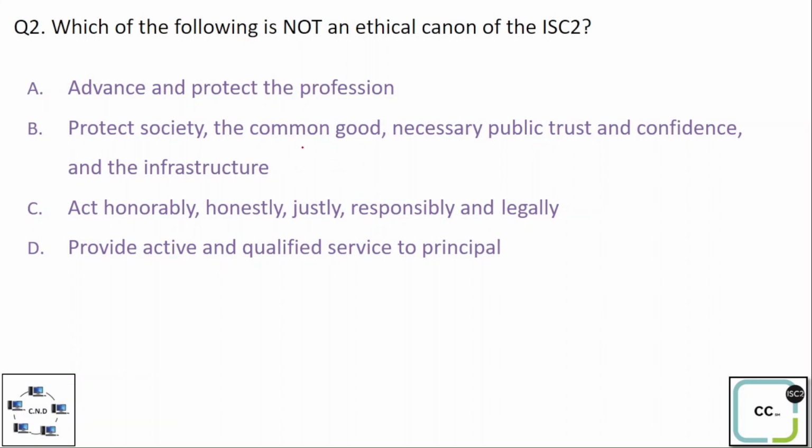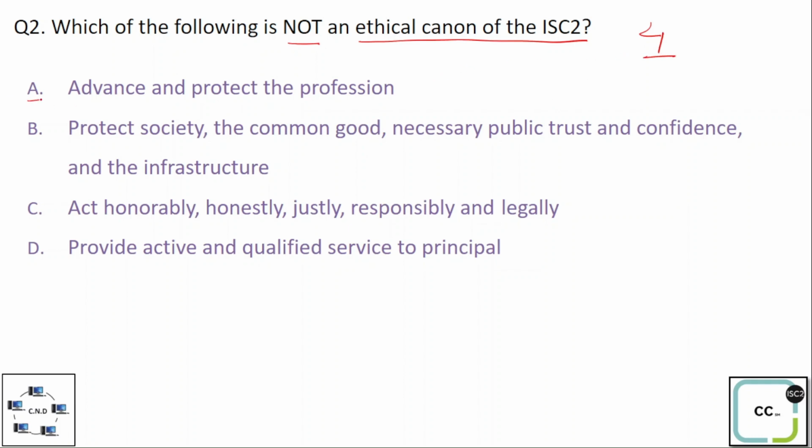Let's move forward to question number 2. Which of the following is not an ethical canon of the ISC2? So ISC2 has basically ethical canons. There are basically 4 canons. So which of these is not a canon out of these 4?